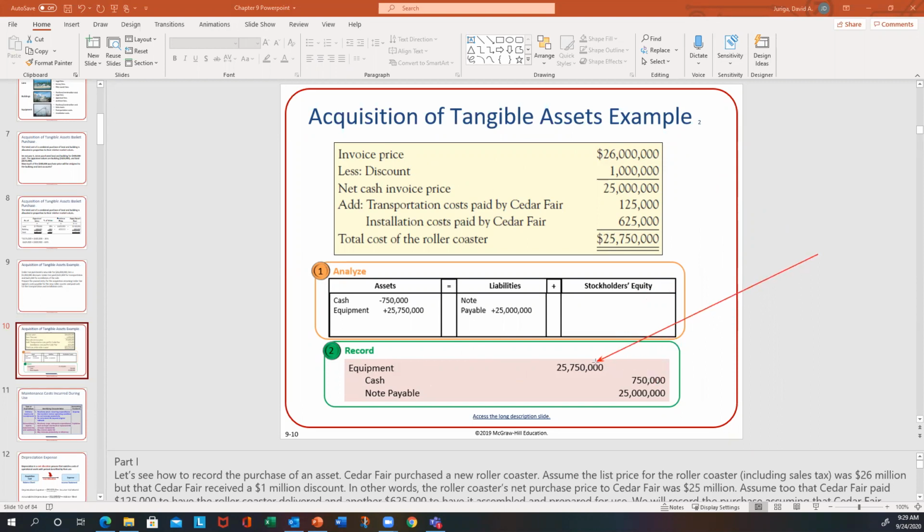So if you notice, you got a total cost debit of equipment for $25,750. You credit cash for $750, and then the difference, $25 million, goes into that note payable. So that's how you would actually record it on your journal.